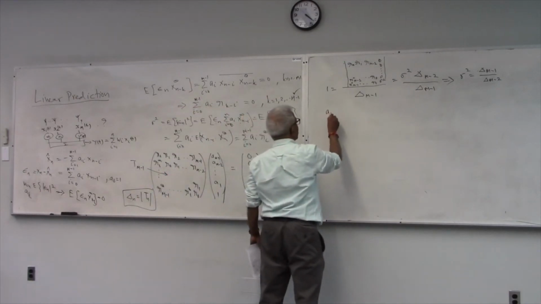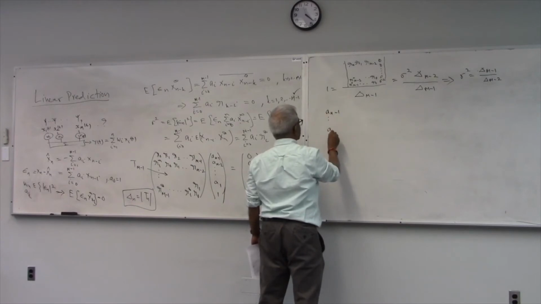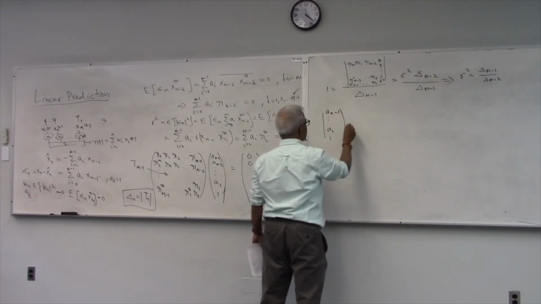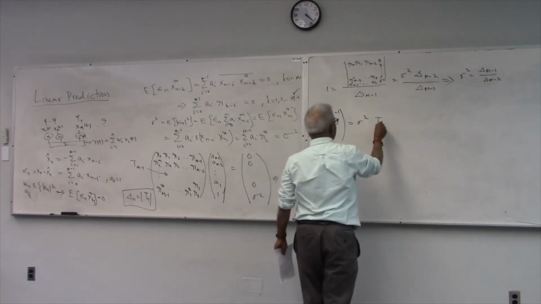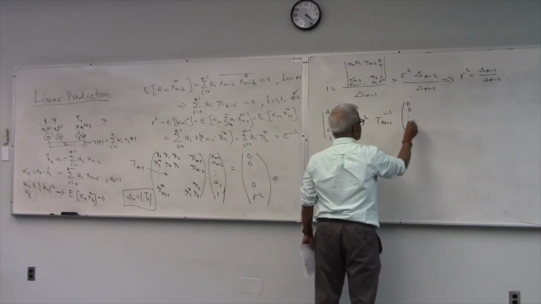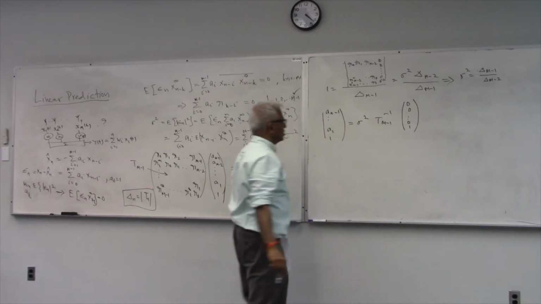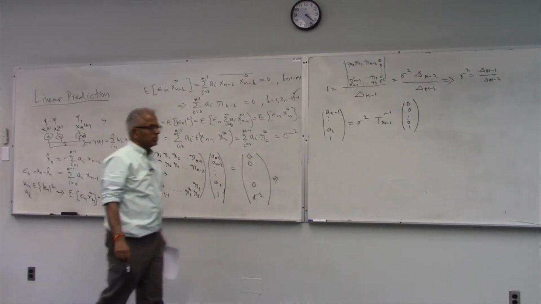So that unknown vector, a_(m minus 1), etc., a1, 1, is going to be sigma squared. That's a constant, right? Then T_(m minus 1) inverse. Then you have this. I pull the sigma squared outside, which is fine, right? Because everything else is 0, I can write it that way.